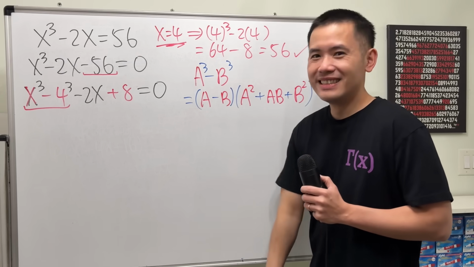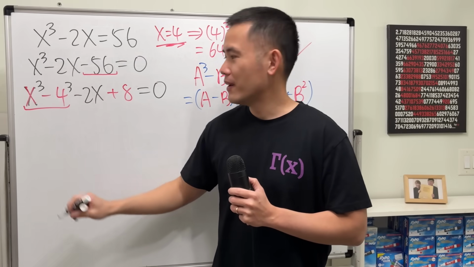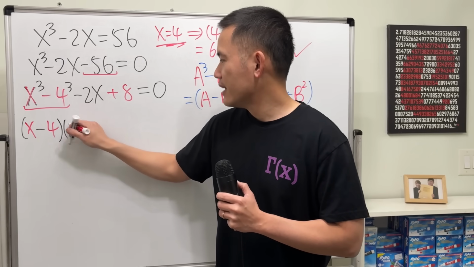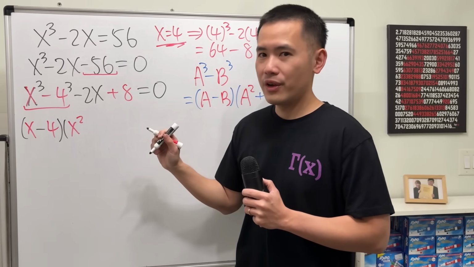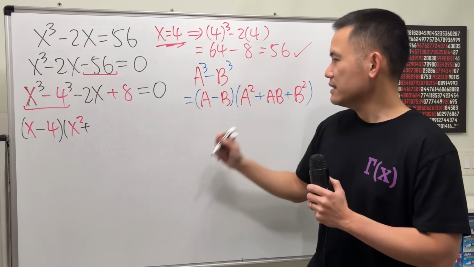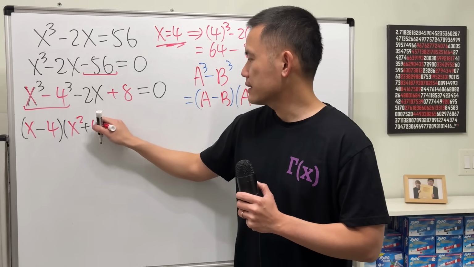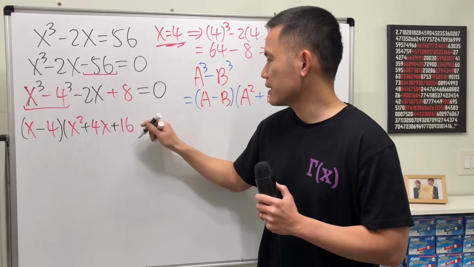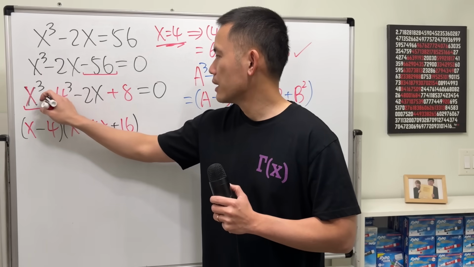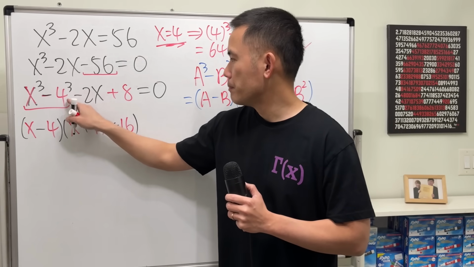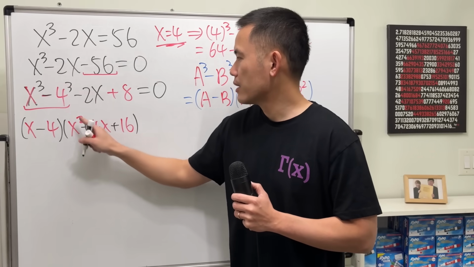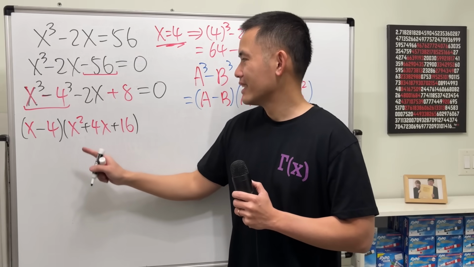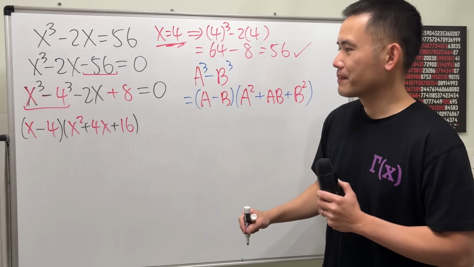Anyways. Alright, here's the a, here's the b. Factor it, we get x minus 4, and then a squared, so x squared, plus this times that, which is 4x, and then at the end plus 4 squared, which is 16. Right, so you see the a minus b, and then a squared plus, this is a, this is b, so it's 4x, and then at the end it's plus 16.